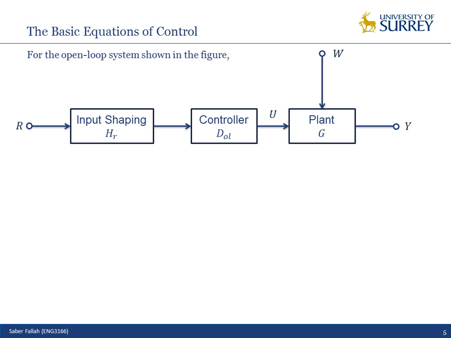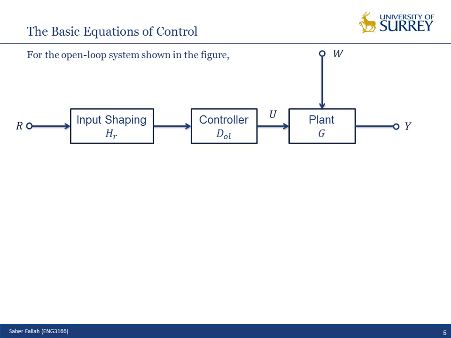Okay, so to start, in this lecture and in the next session, I will talk about the basic equations of control systems. For the open loop system, we have such a transfer function. We have input shaping, whose transfer function is HR. Controller, whose transfer function is DOL. OL stands for open loop. And plant G. What's the plant G? The plant transfer function G is the application or the system we would like to control, such that it gives us a desired performance. The controller is what you will need to design.